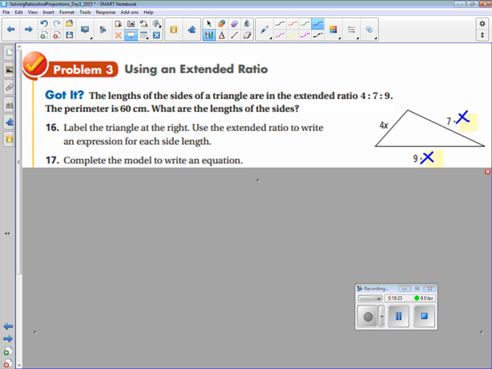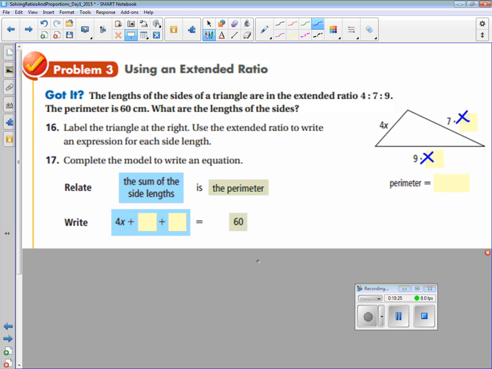But let's go ahead and write an equation. So 4x plus 7x plus 9x is going to equal the perimeter. The sum of all the sides is equal to the perimeter. So that would be the equation that I'm looking at to solve. So I'm using my extended ratio to come up with an equation. In this case, it was a perimeter, which is the sum of all the sides. Again, that's just this case.